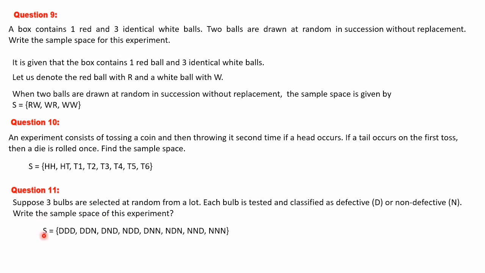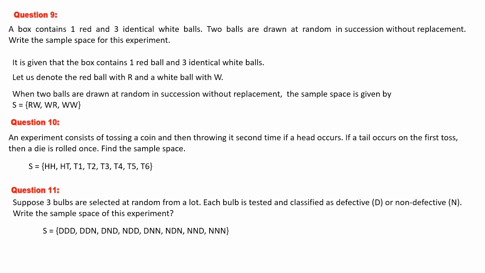Here, sample space in the sense that all 3 can be defective, or 1 non-defective and 2 defective. Just like tossing the coin, you can rearrange it again. So first 2 defective and third one non-defective, DDN. Then we can bring this N here, that is DND. Next you can bring this N to the first, that is NDD. Then 2 non-defectives, that is DNN. Then we can bring this D to the middle, that is NDN. Then we can bring this D to the last, that is NND. Finally the last option, all 3 non-defective, NNN.